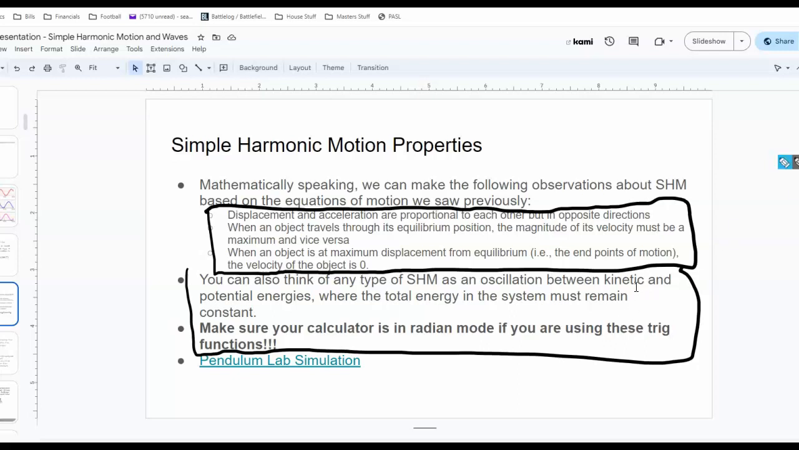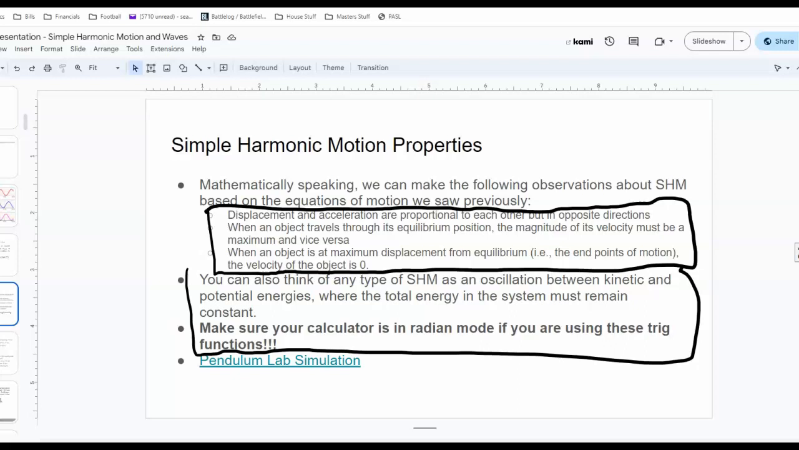And the part about kinetic energy and potential energy is also helpful because in simple harmonic motion, by definition, energy is always conserved. And so anytime you have a problem with simple harmonic motion, you can also apply conservation of energy to that problem in order to help you answer questions. Okay, so something to keep in mind. Make sure your calculator is in radian mode if you're using trig functions in this unit.